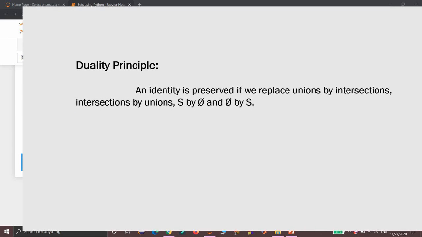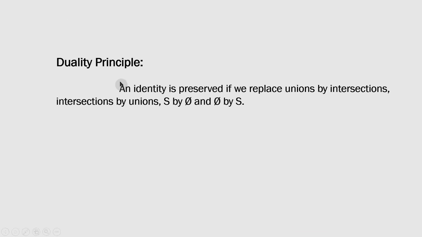First we will start with duality principle in sets. According to the duality principle in sets, given an identity, if you replace all the unions by intersections, all the intersections by unions, universal set by null set and null set by universal set, then that identity is still preserved. This duality principle we are going to use in the coming identities.